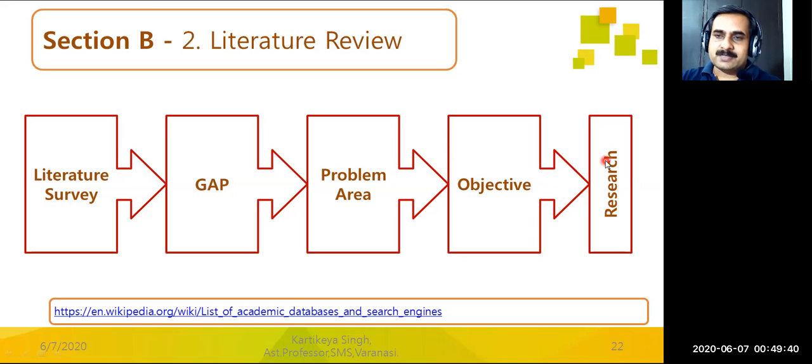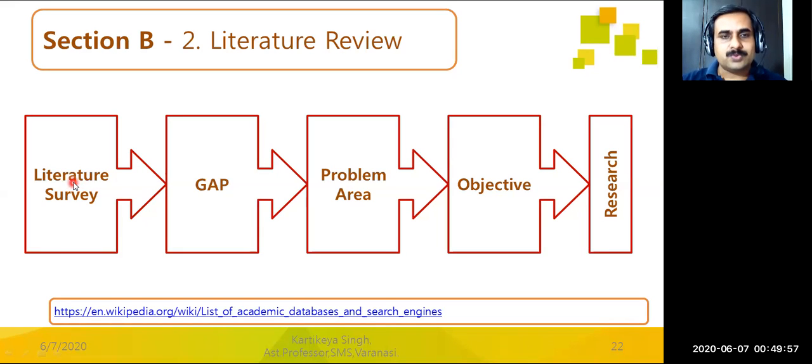Then, as per the research, we usually fix our objective, and on the basis of our objective we devise our research problem, and on the basis of our research problem we identify our gap, and on the basis of our gap we are going to do the literature survey. But this is not the genuine process.